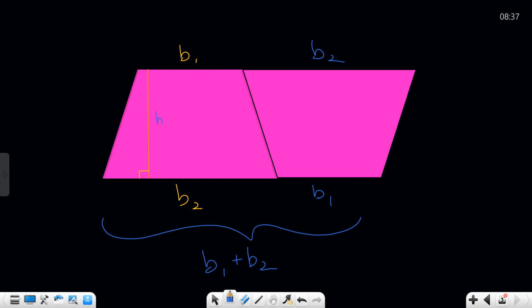Which means the area would be b1 plus b2 times height. Say again? b1 plus b2 times the height, almost. That would be the area of this whole thing, but we only want half of it, so we've got to throw a half in front.